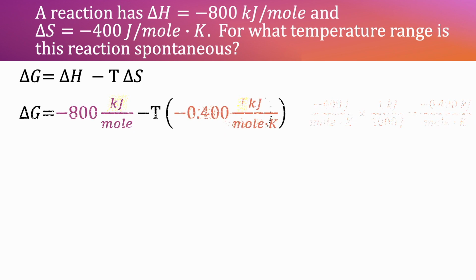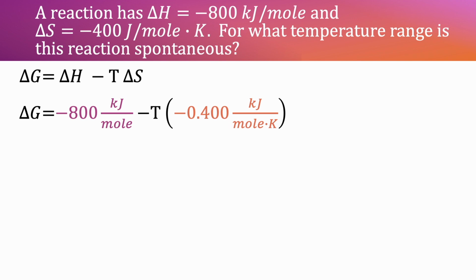Now is where we're going to do the different thing. We want to know when is the temperature range going to be spontaneous? And spontaneous means there's a negative delta G. Well, that delta G could be negative 1, negative 10, negative a million. There's an infinite number of possibilities. We can't solve an equation for that.